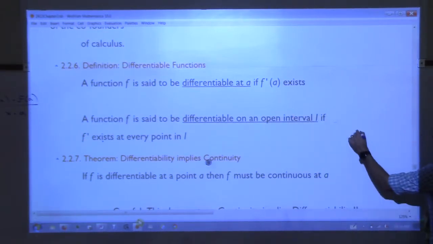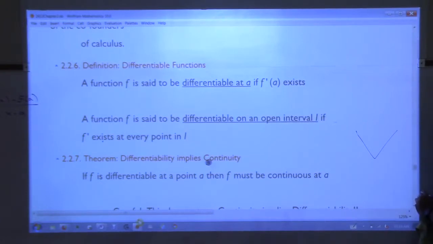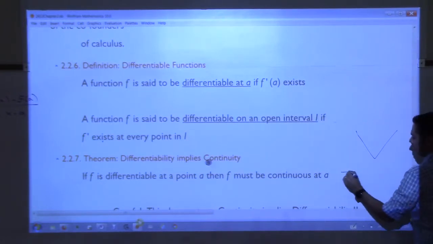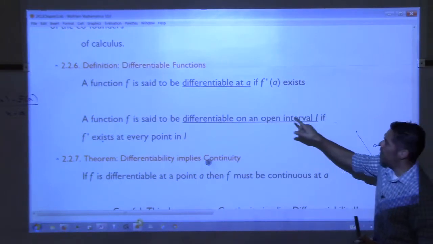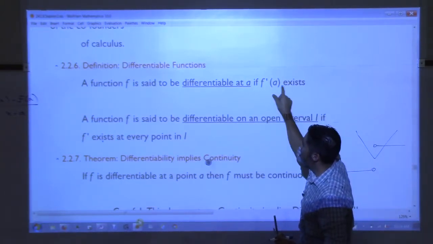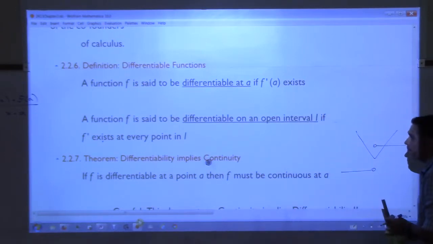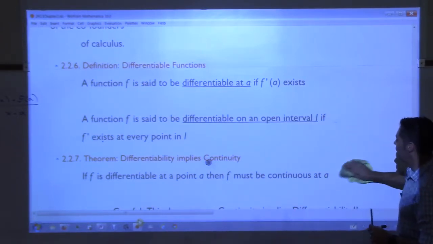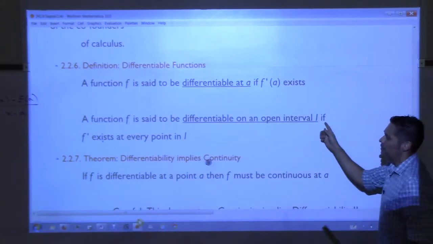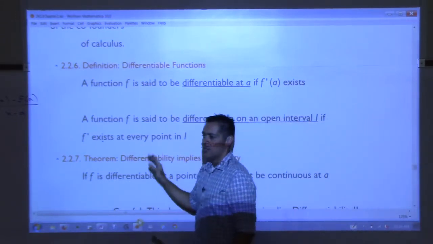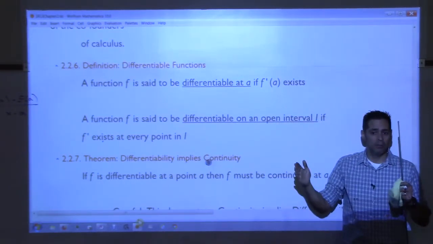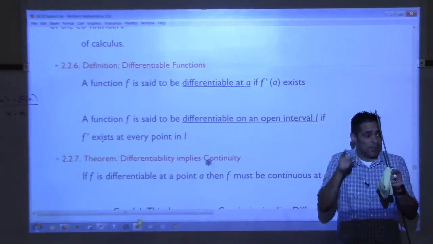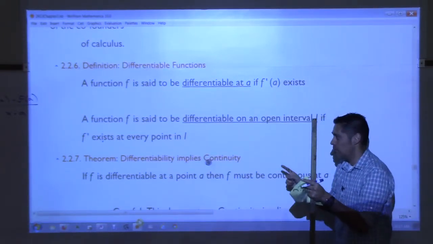And I believe the example I gave you of the absolute value function was the first example that I drew on the board, where the derivative looked like this. That derivative did not exist at 0. So if the derivative exists, then we say that it's differentiable at a. A function is said to be differentiable on an open interval I if f prime exists at every point in I. So we have differentiable at a point versus differentiable on an interval. Differentiable on an interval means you have to be differentiable at every point inside that interval.